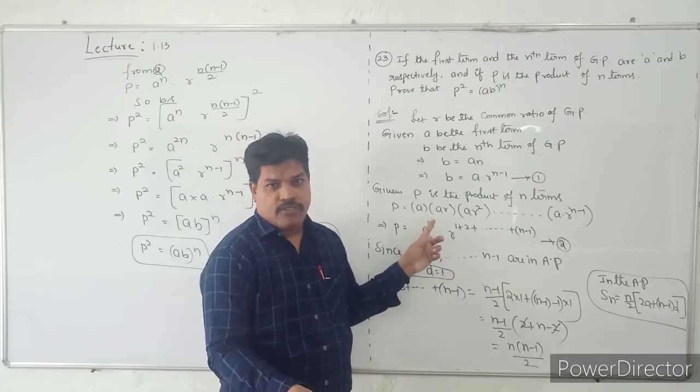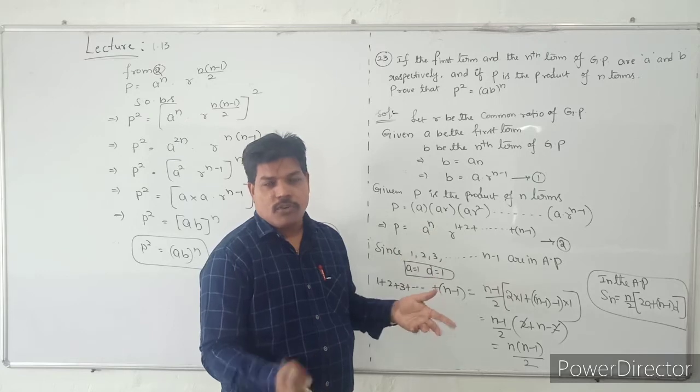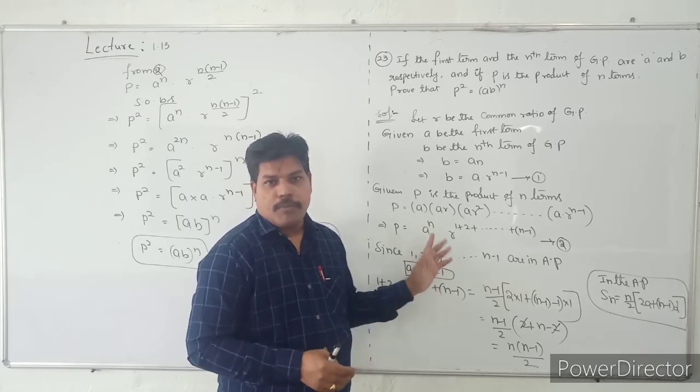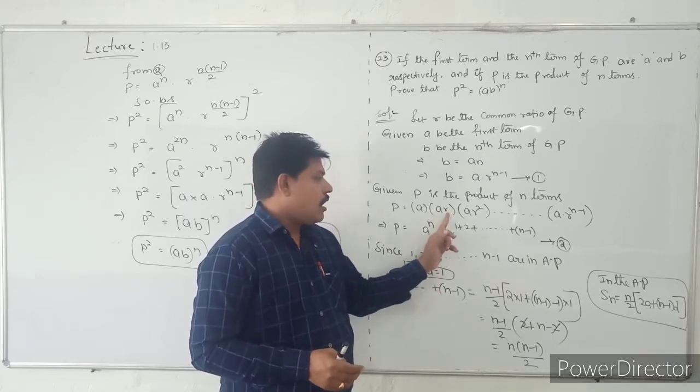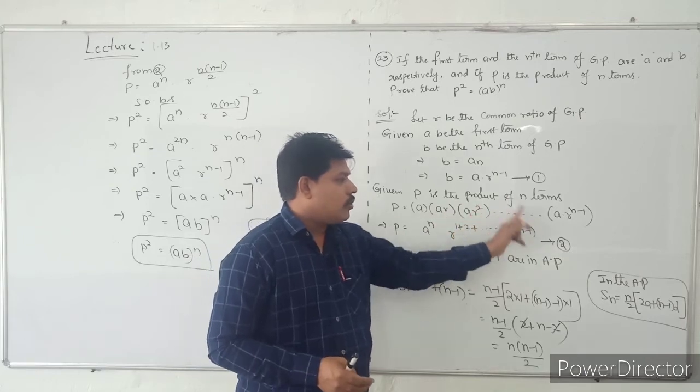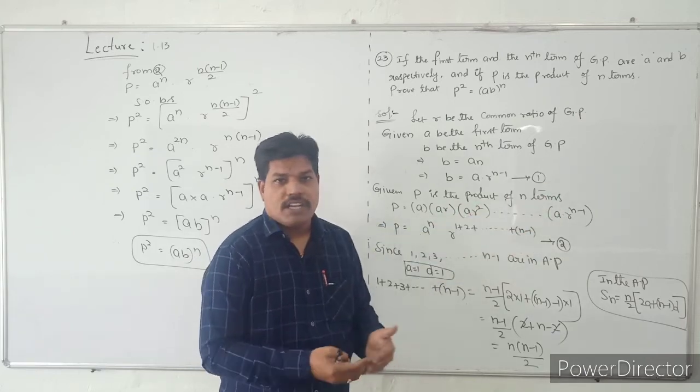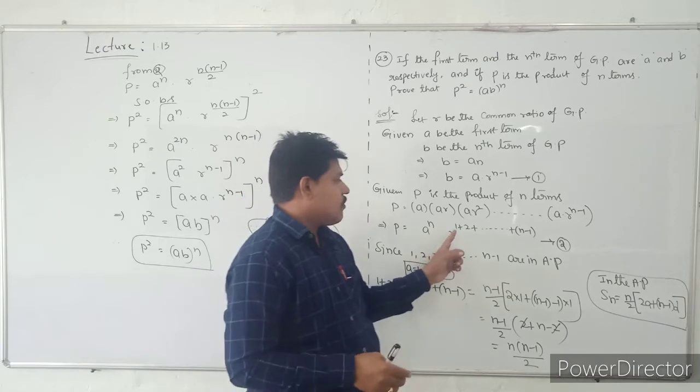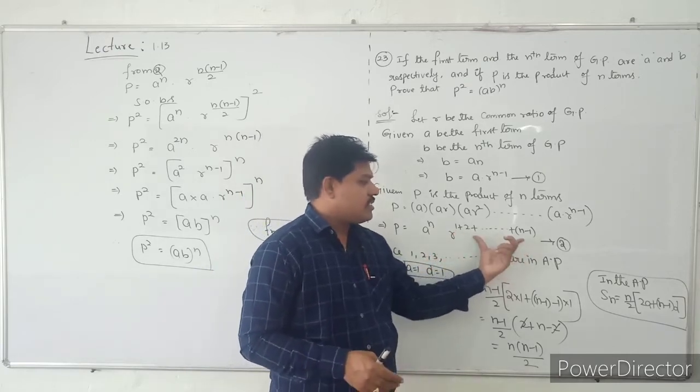A into A is A square. A square into A is A cube and so on. You can take n terms, it will become A power n. Then r power 1, r square, r cube and so on, r power n minus 1. The bases are equal, so you can add the powers. So that means 1 plus 2 plus and so on up to n minus 1. What is the sum?